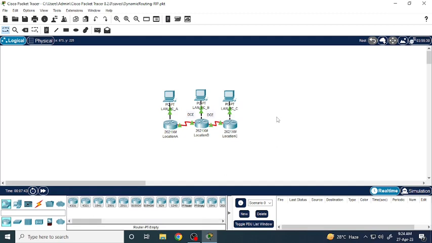It does not support subnetting in simpler terms, and RIP version 2 supports classful and classless networks both. So if we have subnetted networks, we should use RIP version 2, not RIP version 1. But RIP also has a limitation that it can only be used for smaller networks because it has a limit of 15 hop counts.